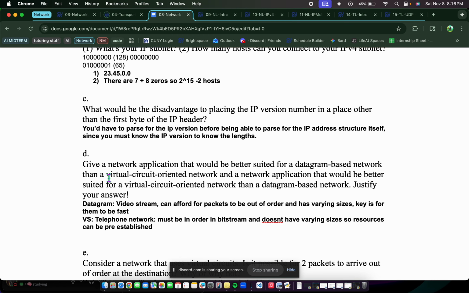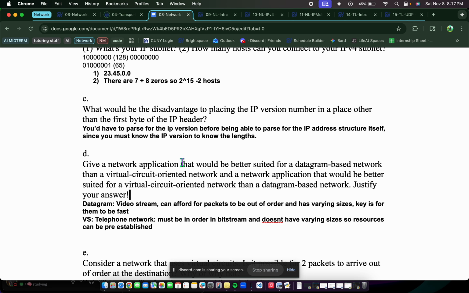All right. Part D, give a network application that would be better suited for a datagram-based network than a virtual circuit-oriented network, and a network application that would be better for a virtual circuit-oriented network than a datagram-based network. So we learned about these back in Unit 1.